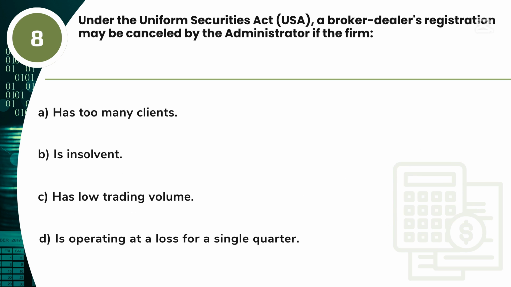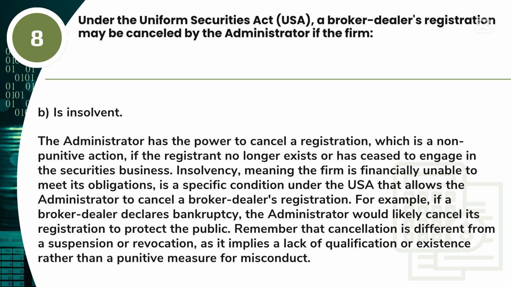Question 8. Under the Uniform Securities Act, USA, a broker-dealer's registration may be cancelled by the administrator if the firm A. Has too many clients. B. Is insolvent. C. Has low trading volume. D. Is operating at a loss for a single quarter. Answer: B. Is insolvent. The administrator has the power to cancel a registration, which is a non-punitive action, if the registrant no longer exists or has ceased to engage in the securities business.